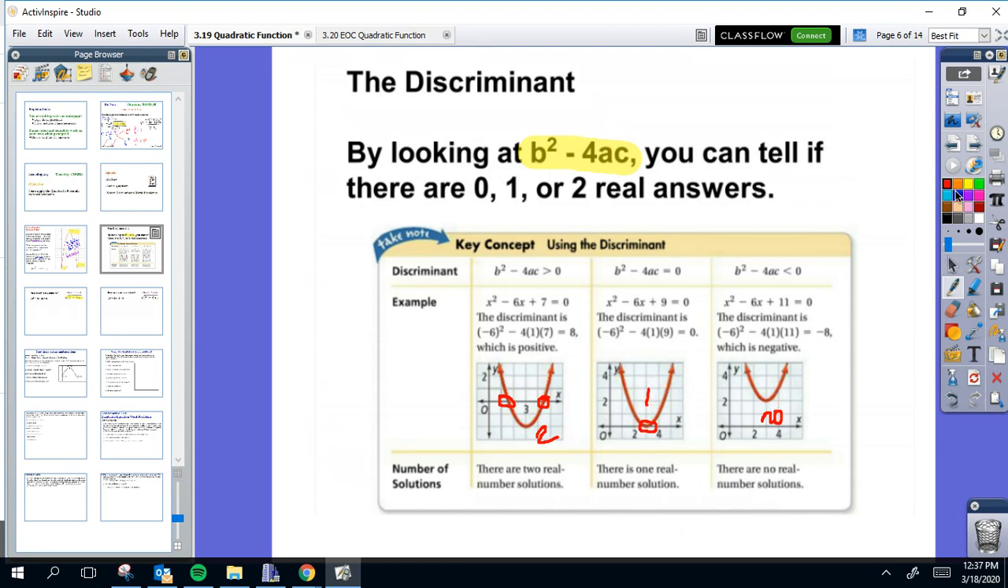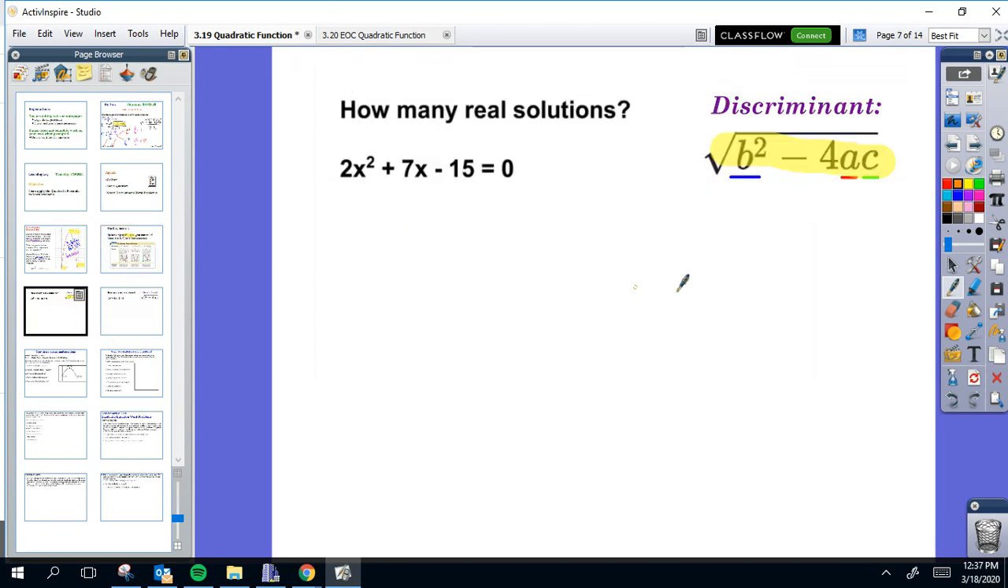So two solutions, one solution, or no solution. All you need to do is plug in your values here, and if there's two solutions, this number is going to be greater than 0. If there is one solution, this number is going to be equal to 0. And if there's no solutions, this number is going to be less than 0. I'm just going to do one example really quick. I don't want to spend too much time on this.